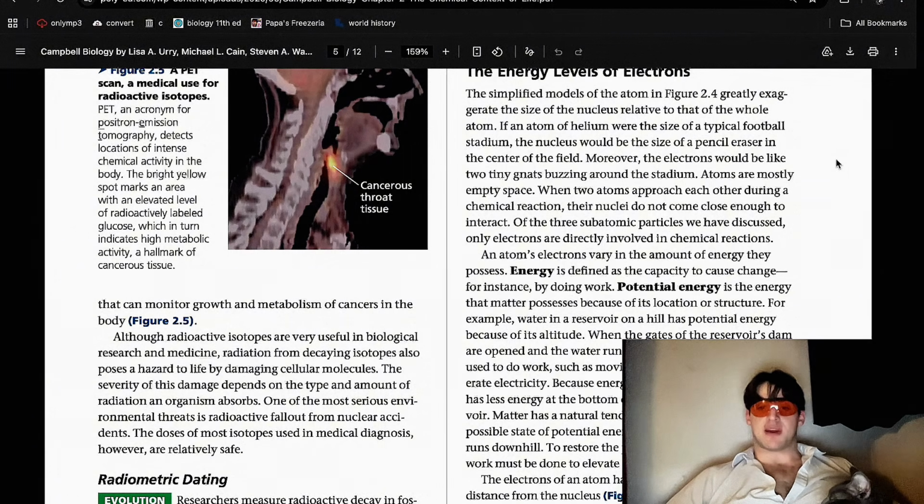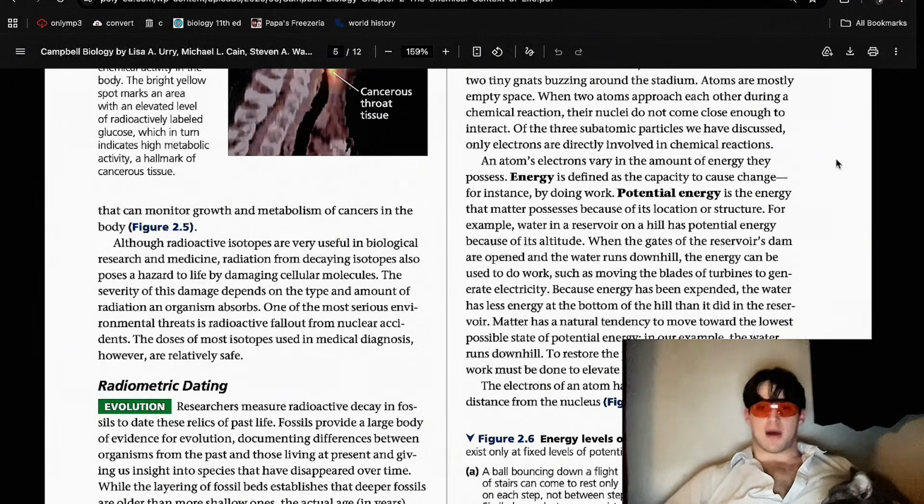An atom's electrons vary in the amount of energy they possess. That's interesting. I thought they were all pretty much the same. I thought they all had the same charge, no matter what, like a red pixel on a screen is going to be the same thing every time. It's not like a snowflake where it's something different every time. Anyway, an atom's electrons vary in the amount of energy they can possess.